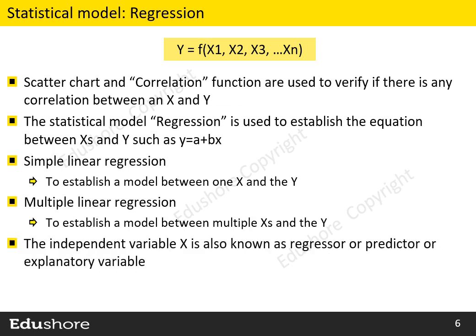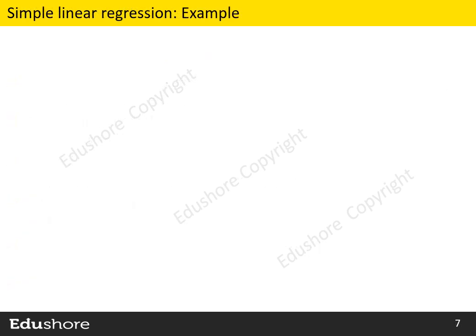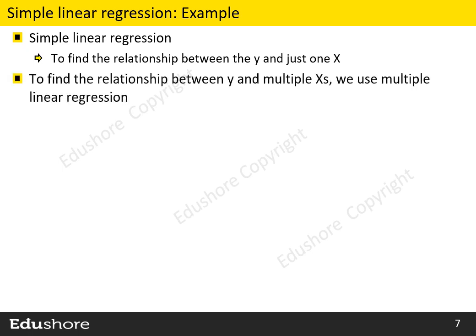In regression terminology, the independent variable X is also known as the regressor, or predictor, or explanatory variable. And the dependent variable Y is also known as regressed, or explained variable. We will now look at the examples for simple and multiple linear regression. Let us look at simple linear regression. Please note, we use simple linear regression to find the relationship between the Y and just one X. To find the relationship between Y and multiple X's, we use multiple linear regression.